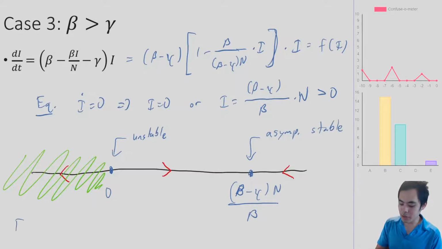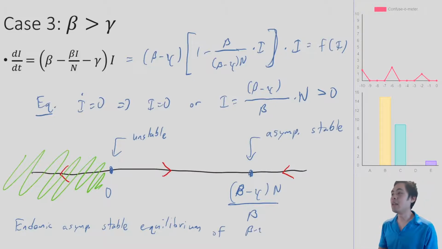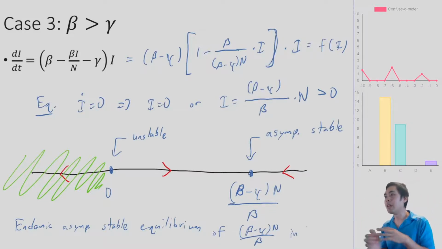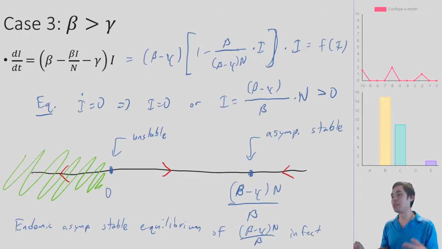So this is what we call an endemic asymptotically stable equilibrium of beta minus gamma n over beta infected. So when you have a disease like this, what happens is that the number of infected doesn't go to n. So your entire population doesn't stay infected, but you always have some small amount of your population that is infected. So diseases like the common cold, you might think to model using these kinds of models because you end up never going to 0, but you never go to n as well. So this isn't so bad, but you never get rid of the disease.